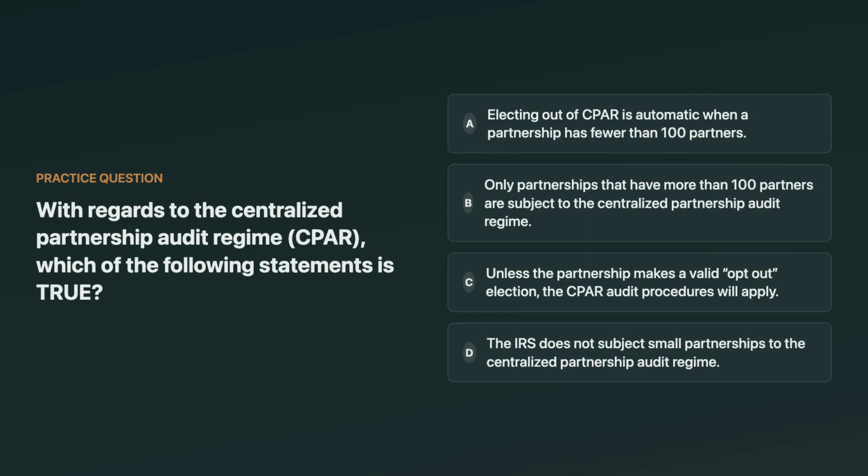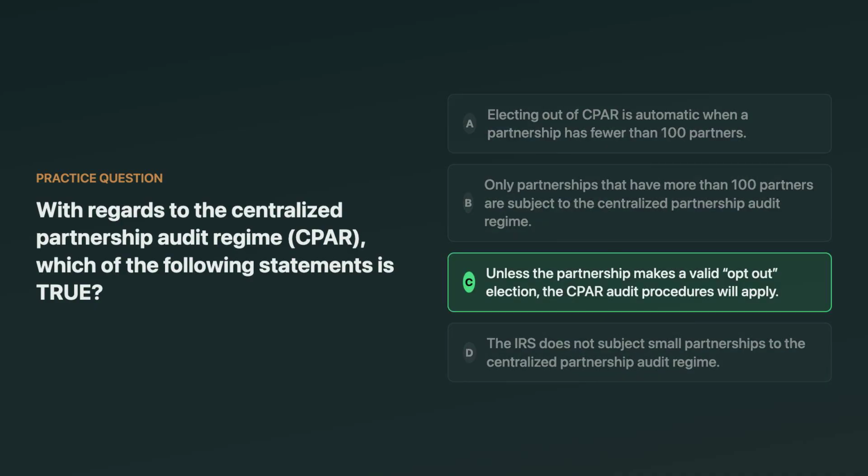With regards to the Centralized Partnership Audit Regime, or CPAR, which statement is true? Is it automatic to elect out when you have fewer than 100 partners? Is CPAR only for partnerships with more than 100 partners? Or, unless the partnership makes a valid opt-out election, CPAR applies? Think about it.